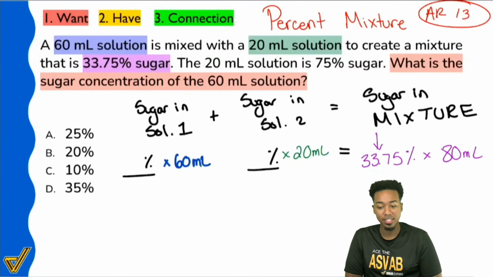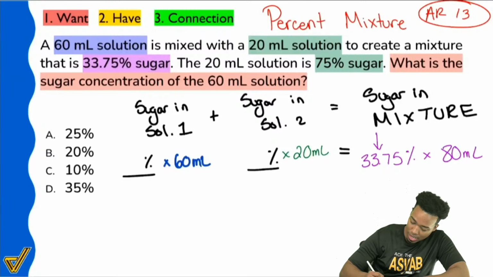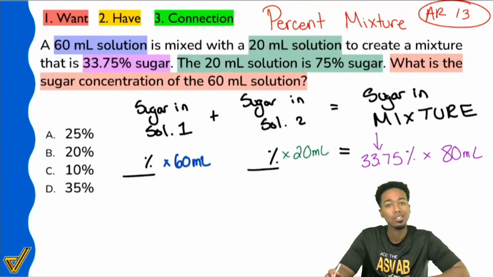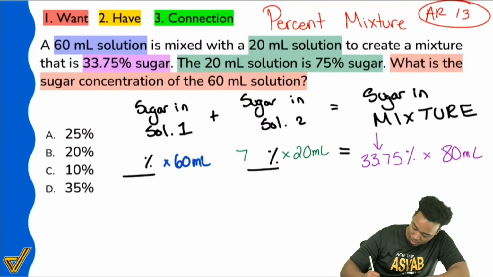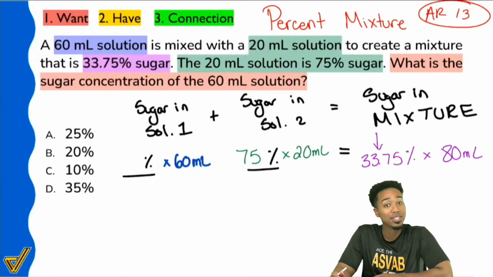The 75%. Exactly. We haven't filled in the 75%. Where does it say the 75% sugar is related to? Right. They tell you specifically right here, everybody. This 75% sugar is for the 20 milliliter solution. So we need to plug that in right there. And now you see, everybody, take a look. Look at the question. What is the sugar concentration or the percent for the 60 milliliter solution? The only thing that's blank is right there. Does this setup make sense to you?